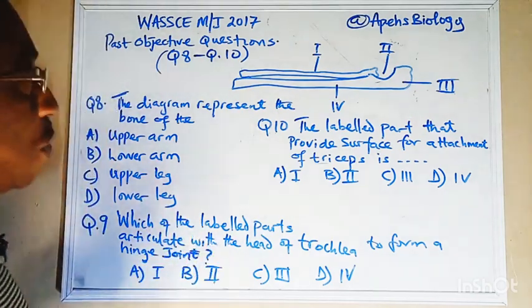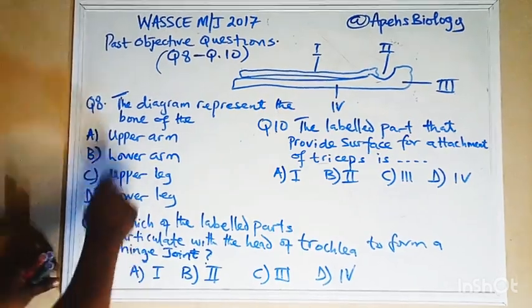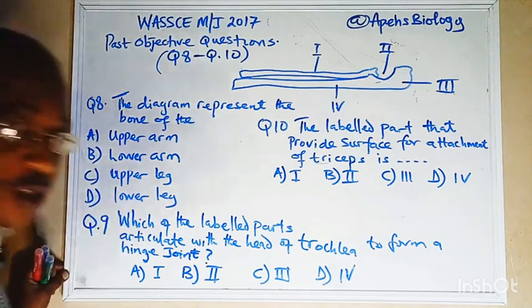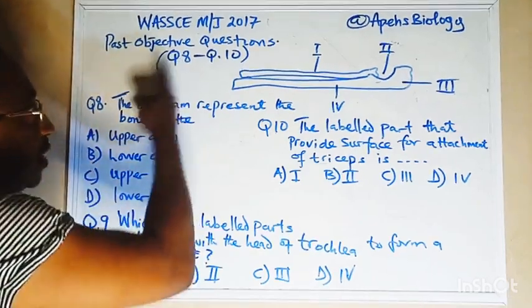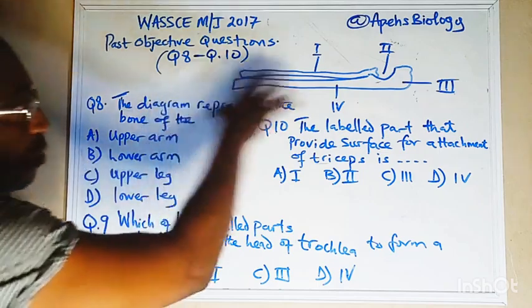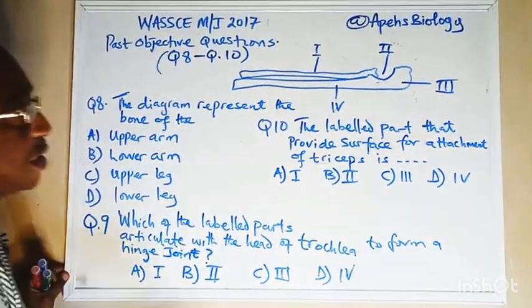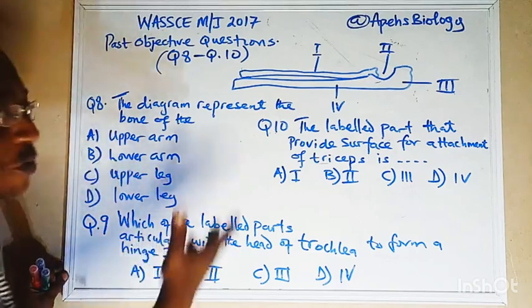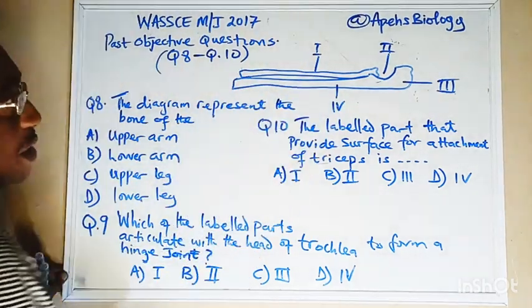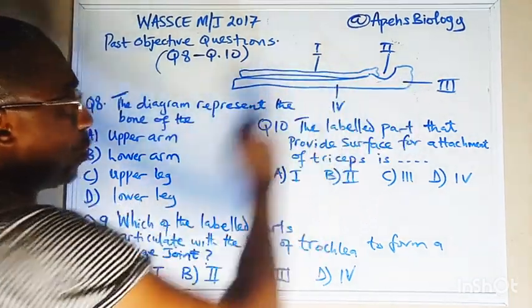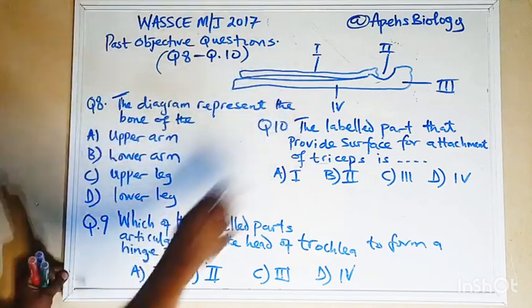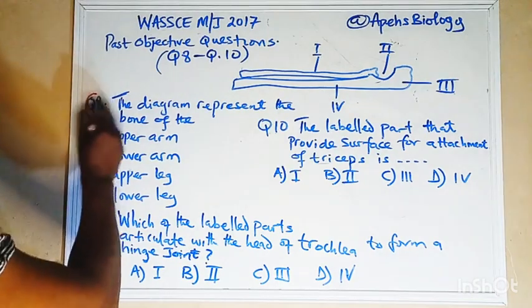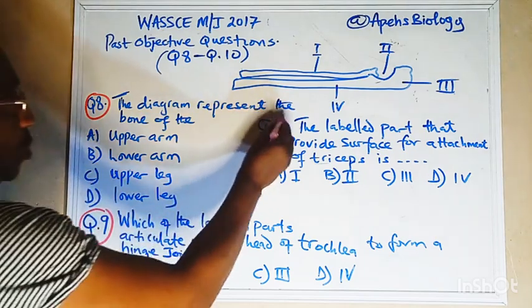Now, without much waste of time, let's look at this question here. The question is very simple. It was raised from WASSCE May-June 2017, and the question is a past objective question, numbers 8 to 10. There, a diagram was represented. If you go to your hard copy, you will see that an illustration of the human skeleton is shown. A part of the human skeleton is shown, labeled number 1, 2, 3, and 4. Use this to answer question numbers 8, 9, and 10.